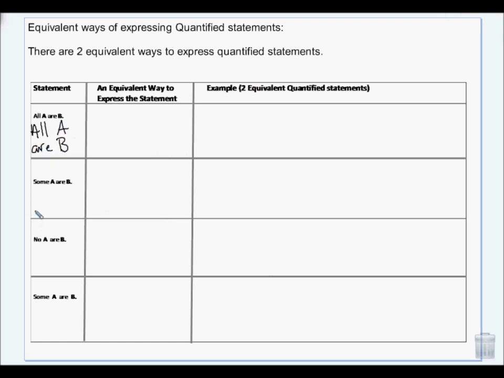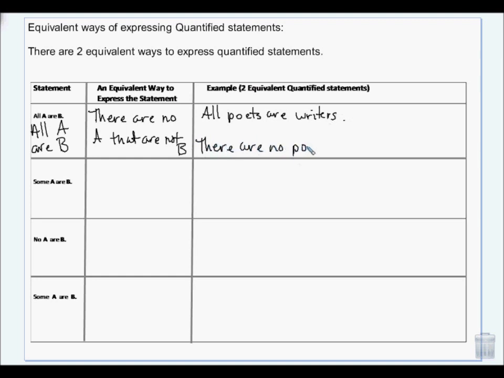Okay. So basically it's saying there are no A's that are not B. Okay, so all poets are writers. You could also say that as there are no poets that are not writers.